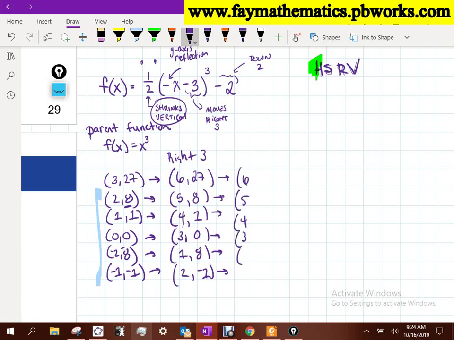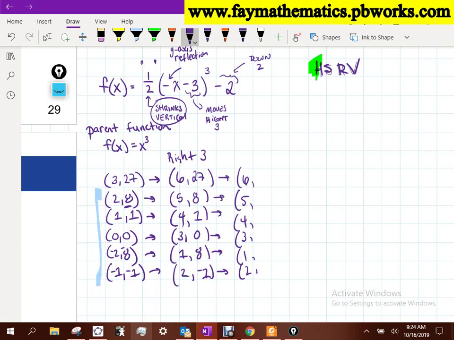What would it look like if it shrunk horizontally? You would have a number right here in front of the X. You have like a 2X or a 1/2X or something like that.